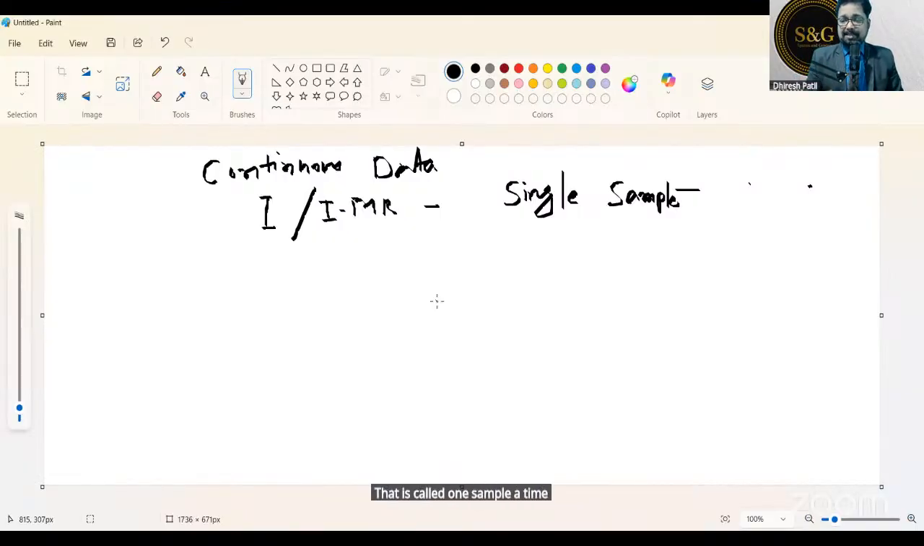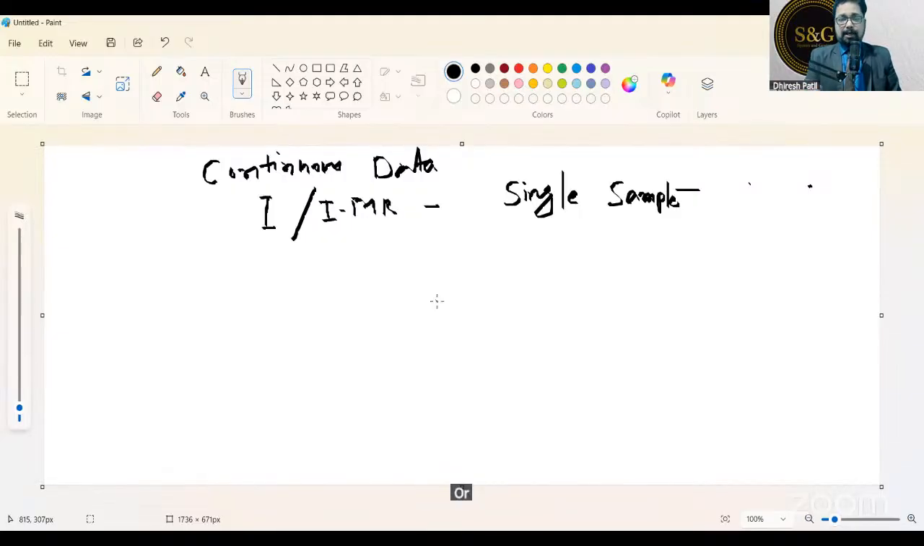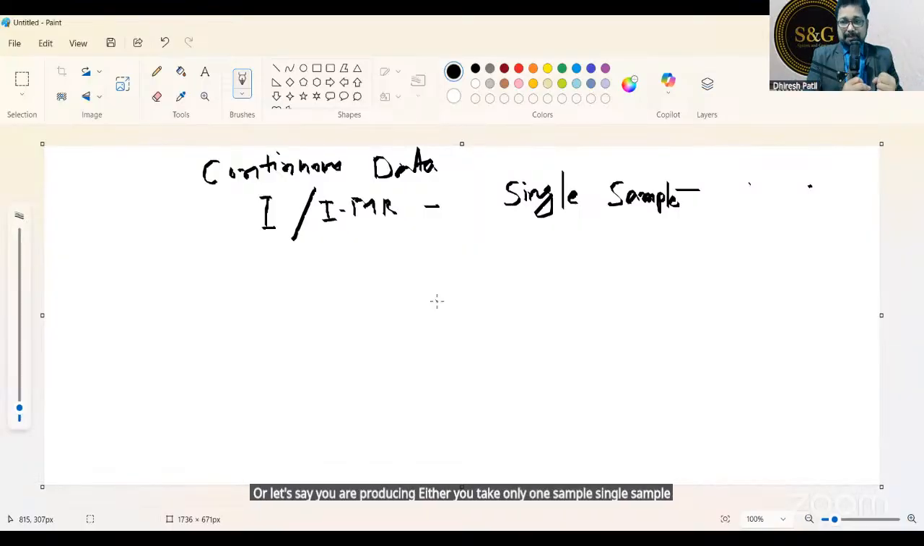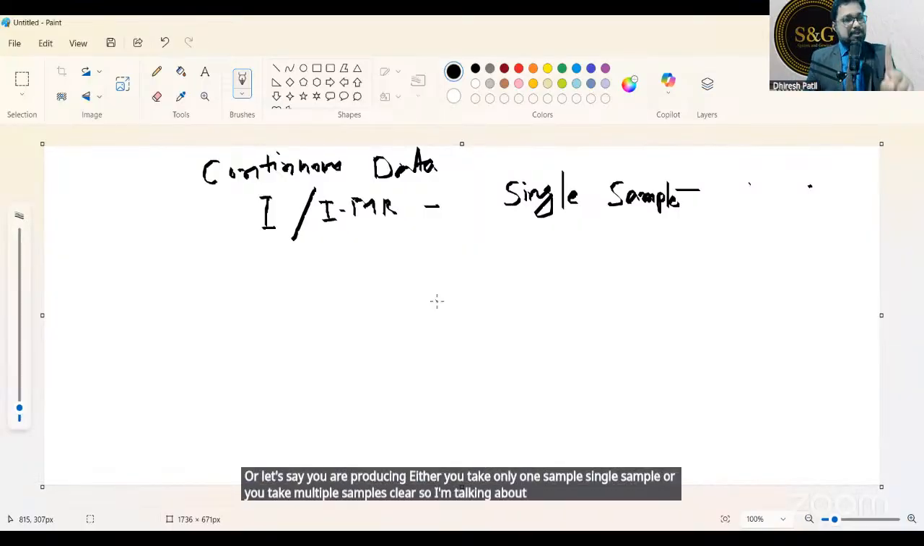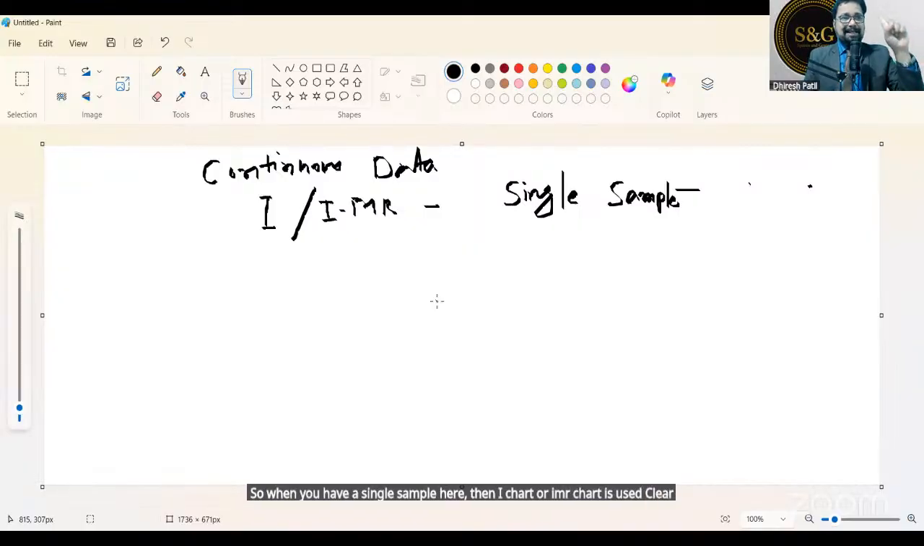Or in some cases, you get a group of calls. For example, after every 1 hour, you take 3 or 4 calls for your checking. Or let's say you are producing something, either you take only a single sample, or you take multiple samples. Clear? So I'm talking about single samples here. Are you clear with this sampling plan? Just give me a yes in the chat box. So when you have a single sample, then I chart or IMR chart is used. Clear, everybody?